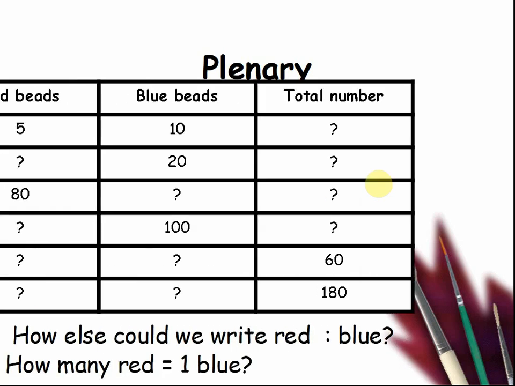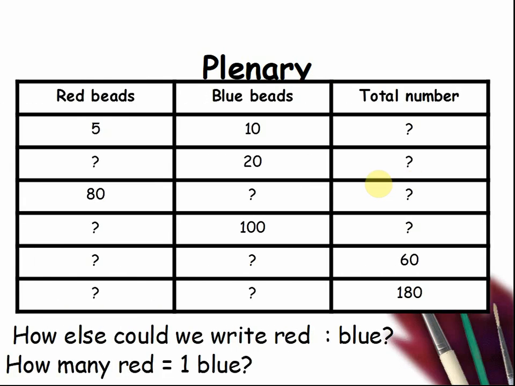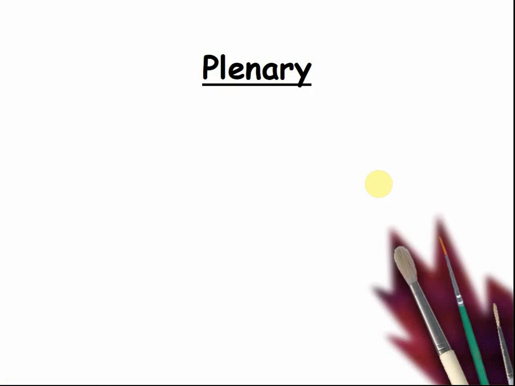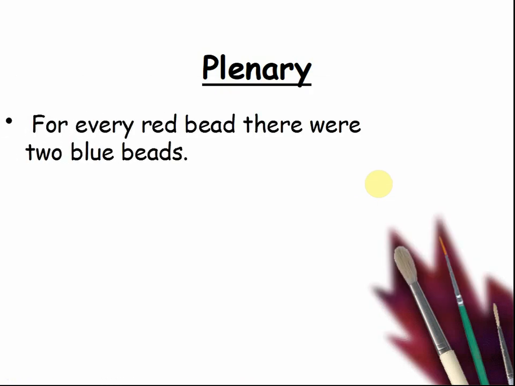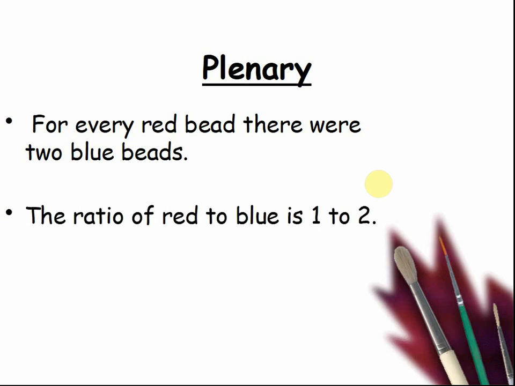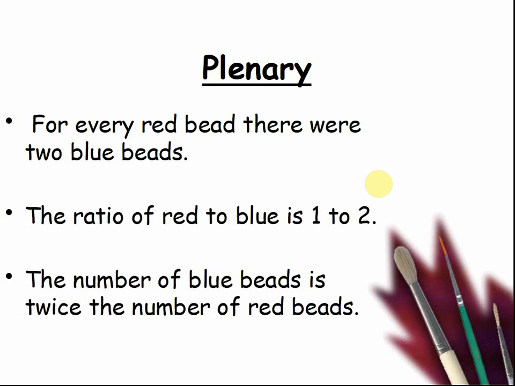How else could we write red to blue? How many red equal 1 blue? Pause the video and answer the question. For every red bead, there were 2 blue beads. The ratio of red to blue is 1 to 2. The number of blue beads is twice the number of red beads.